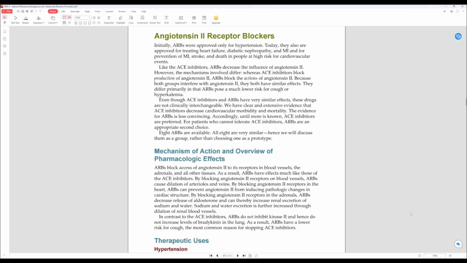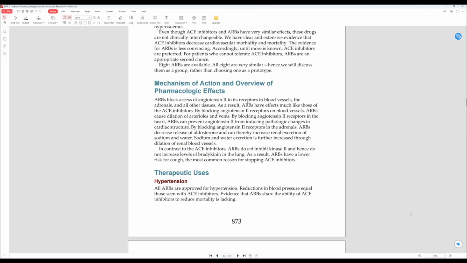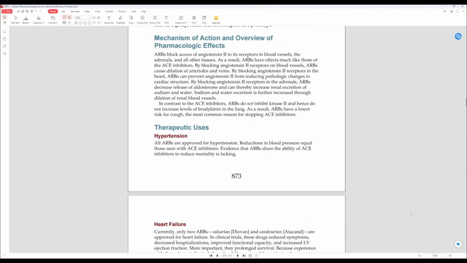There are 8 ARBs available, and all 8 are very similar. Therefore, we'll discuss them as a group, rather than choosing one as a prototype. So, their mechanism of action. An overview of pharmacologic effects. ARBs block access of angiotensin II to its receptors in blood vessels, the adrenals, and all other tissues. As a result, ARBs have effects much like those of an ACE inhibitor.